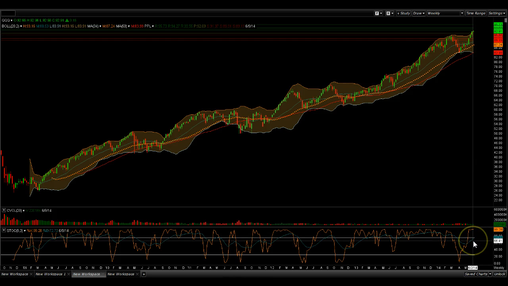This blue line here, which is the stochastic percentage D, is looking like it still wants to go higher. So we still have a little bit more room to go in the Nasdaq, and we can clearly see that with the behavior of some of the stocks that we're going to look at tonight.